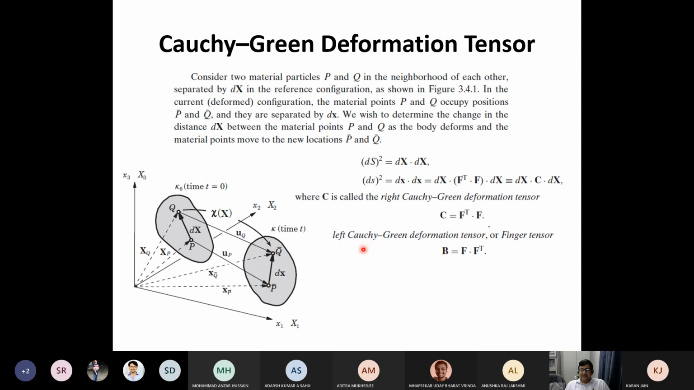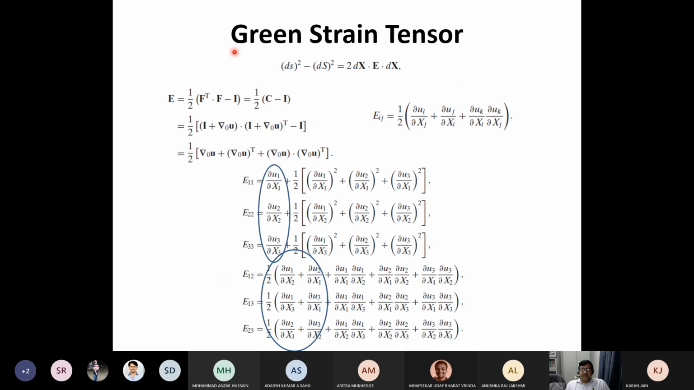If you write the other way around, this is the left Cauchy-Green deformation tensor. So these are again interchangeable with each other. Now, what is the consequence of that? If you take ds square minus dS square, then you get 2 into dX into E into dX, where E comes in the middle between these two. Now this E, if you expand, where E is half of F transpose F minus I, that is half of C minus I.